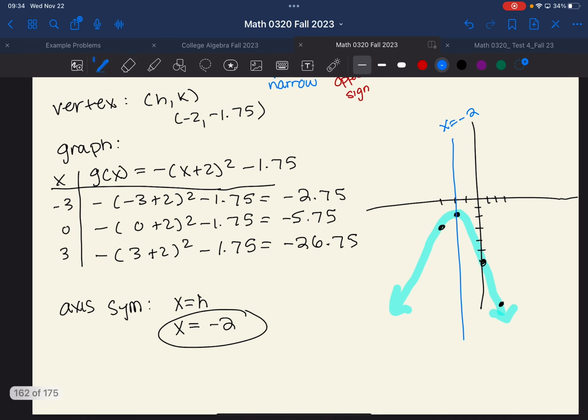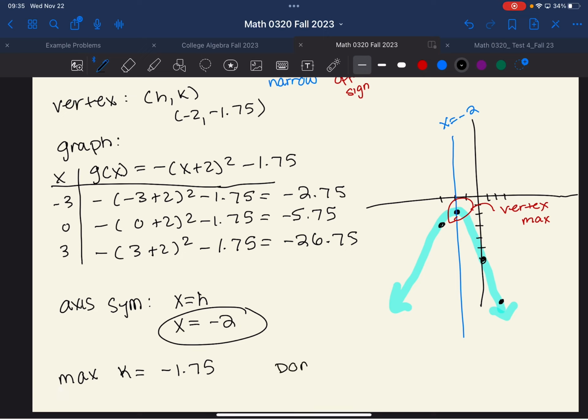Now looking at this, does it have a maximum or a minimum? Where's the vertex? Is it at the top of our graph or the bottom of our graph? The top. So since the vertex is right here at the top, this is a maximum. Okay, so this is a maximum at k equals what? What was our k value? Negative 1.75. Good.